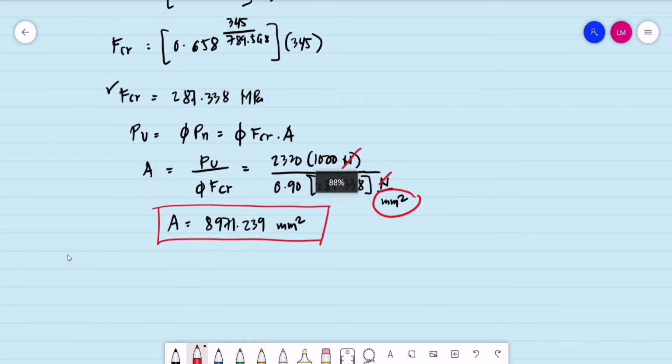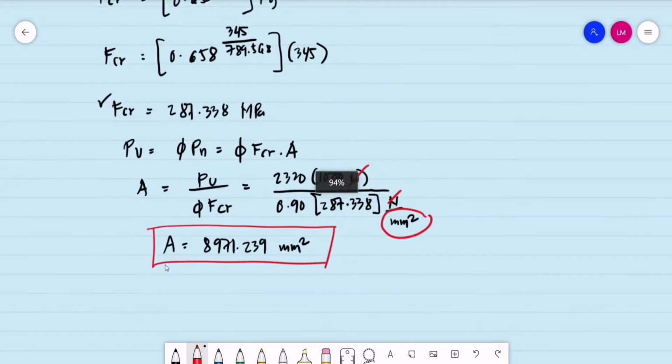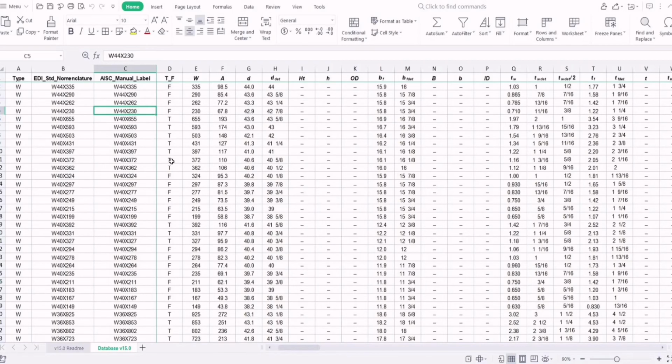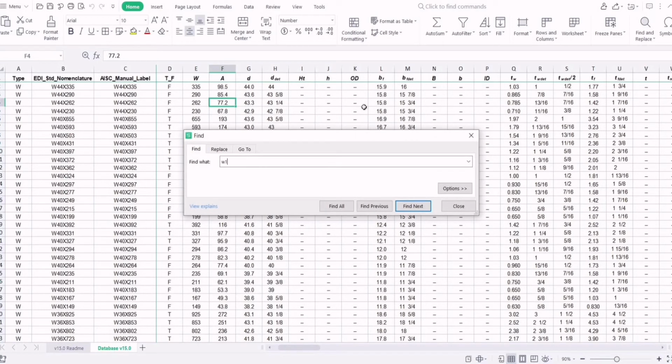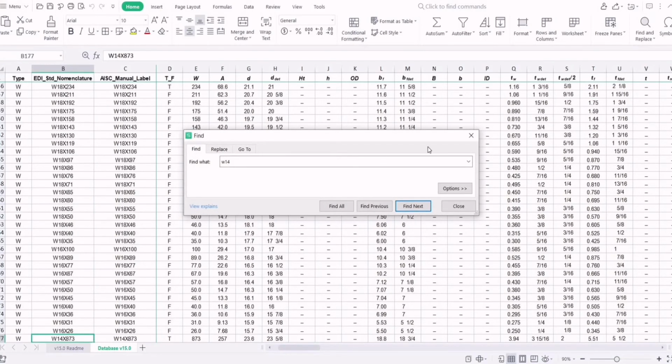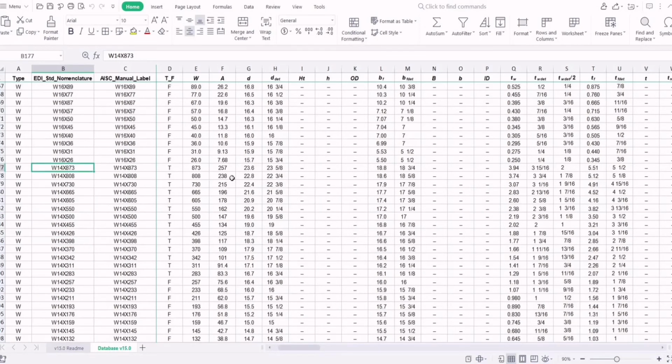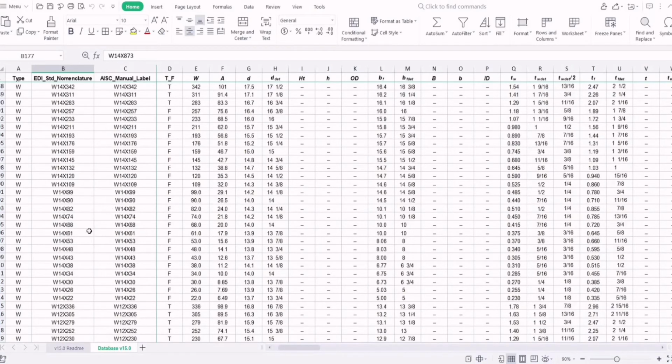So we may proceed to our database. What section do we have with this area, 8,971 or greater? So let's have our database. So again, we are looking for W14. So we can press Ctrl F, then W14. Then just press Enter. So these are the sections of W14. My table is in square inches. So let's have the lightest.